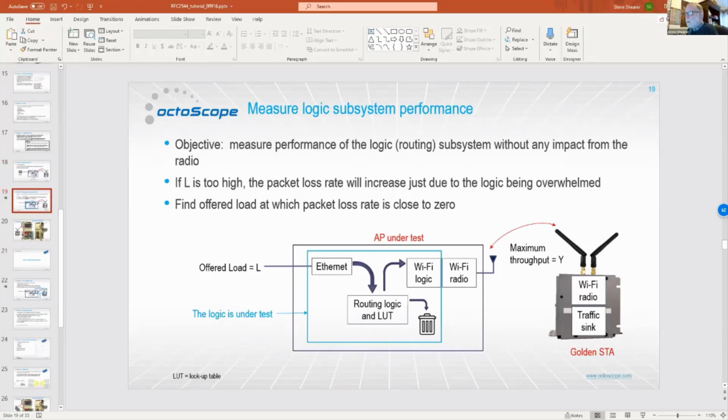So our objective is really to measure the performance of this routing subsystem. If we apply an offered load that's too high, the packet loss will increase because there's simply nowhere for the packets to go, and we'll start losing packets. So we'll back off the offered load to a point where the loss rate is pretty close to 0. And that will give us an idea of how we can actually use the system.